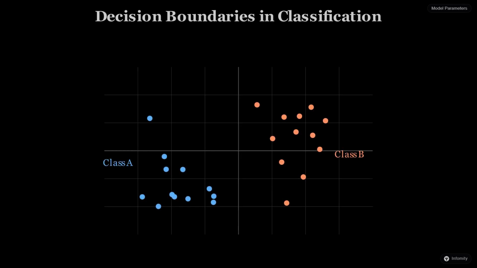Moving beyond simple lines, parameters are also crucial for classification tasks. Here, our goal is to categorize data into distinct groups, like separating two types of cells. The model's task is to find a decision boundary, a line or surface that cleanly divides these classes. This boundary is not fixed. Its position and orientation are shaped and moved by the model's internal parameters. These parameters are instrumental in defining precisely where one category ends and another begins.